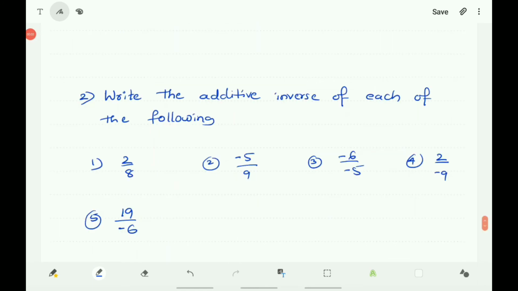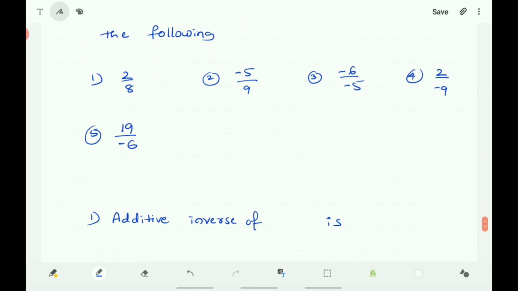Now the second main question of the exercise 2.1. Write the additive inverse of each of the following. Here I will say the additive inverse orally and you note it down. First one is 2 by 8. The additive inverse of 2 by 8 is, you have to change the sign, minus 2 by 8.